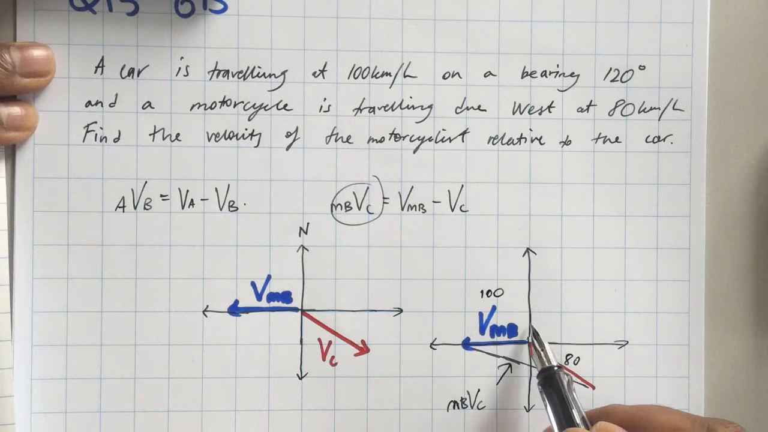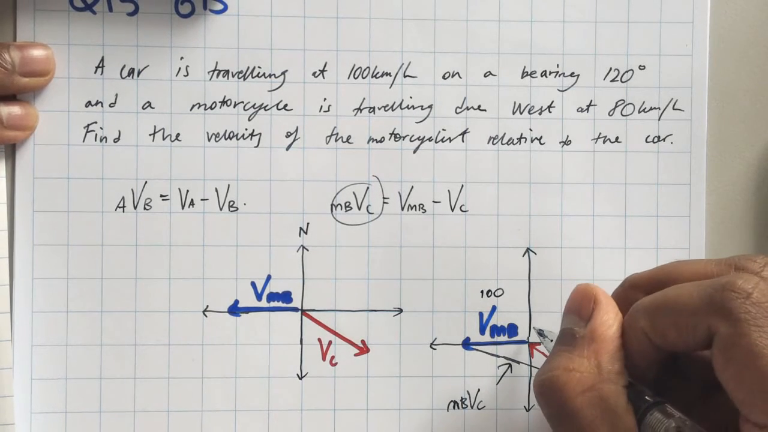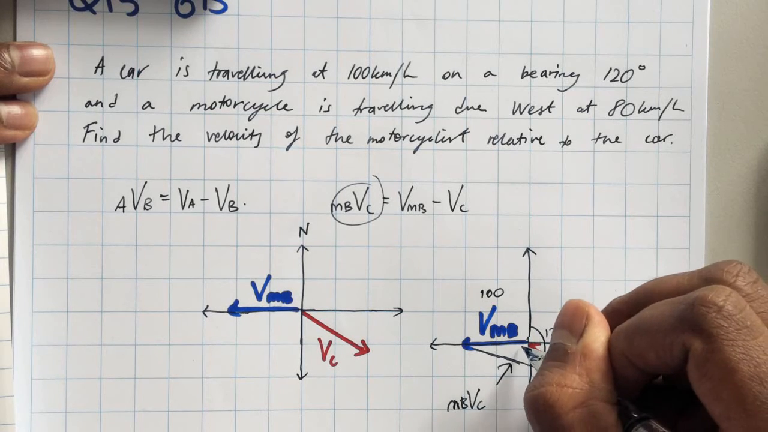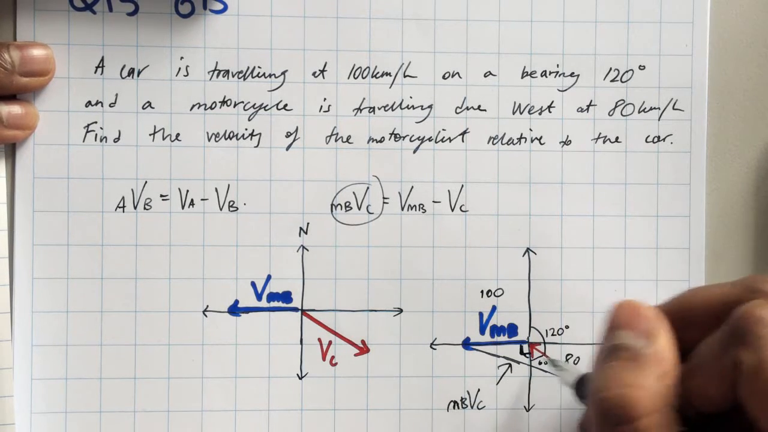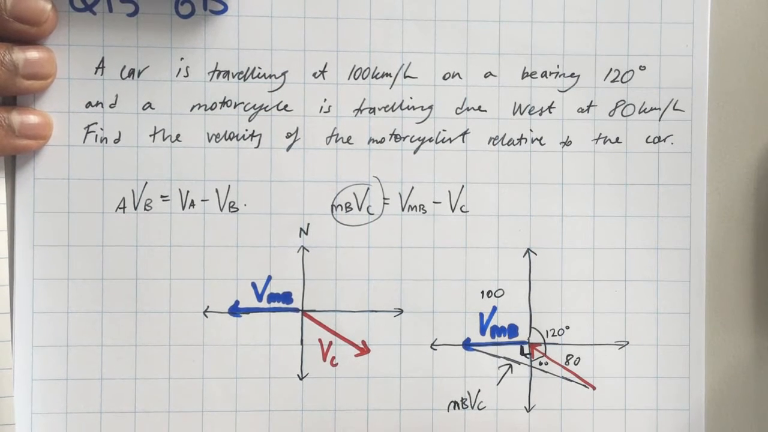Do I know my angle? Well, if that's 120, this is going to be 60 plus 90. That's the right angle. So my angle in between there is 150. So I can use the cosine rule. So the cosine rule, we're going to go 80 squared plus 100 squared, take 2 times 80 times 100 times the cosine of 150.